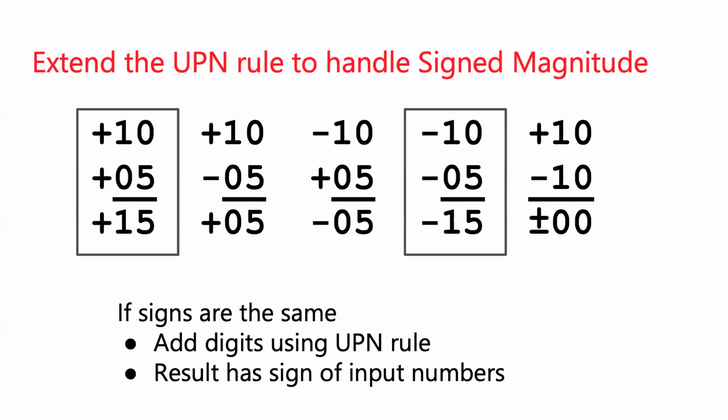Signed magnitude just means if I'm writing down a signed value, or storing a signed value, I'm going to need to store whether it's positive or negative. That's the signed part. And then I'll need to store how big it is. That's the magnitude part. So signed magnitude representation is: here's a number, and here's whether it's positive or negative. For adding two values that have the same sign, I can just use the same rule from the unsigned positional number system, and the result will have the sign of the two input numbers.